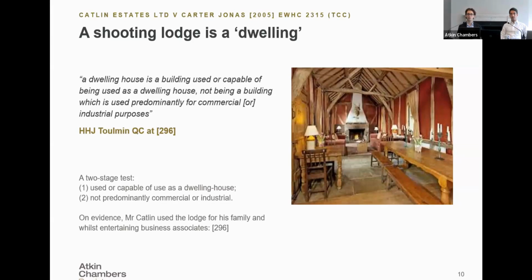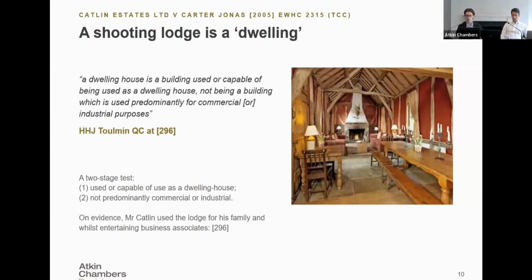The owner would rent out the shooting lodge for shooting parties, but he would also use it with his family and entertain business associates there, not at cost. So there was analysis of whether that's relevant or not. Where that came from is the preceding Law Commission report, which came before the DPA. And there was discussion in that report about whether or not there needed to be a change in the law in the context of commercial or industrial premises.